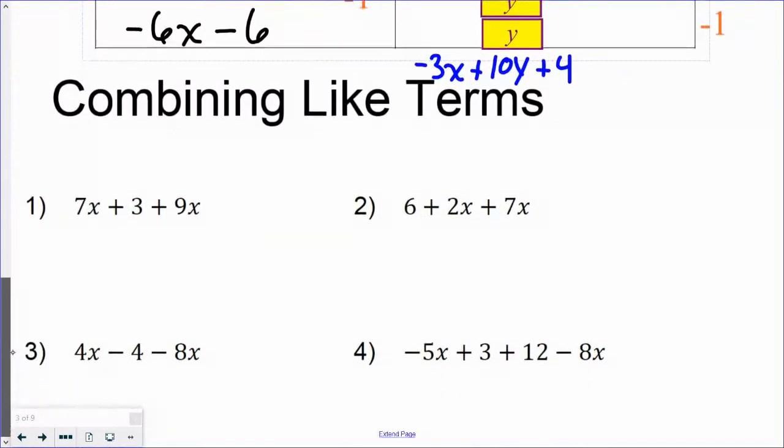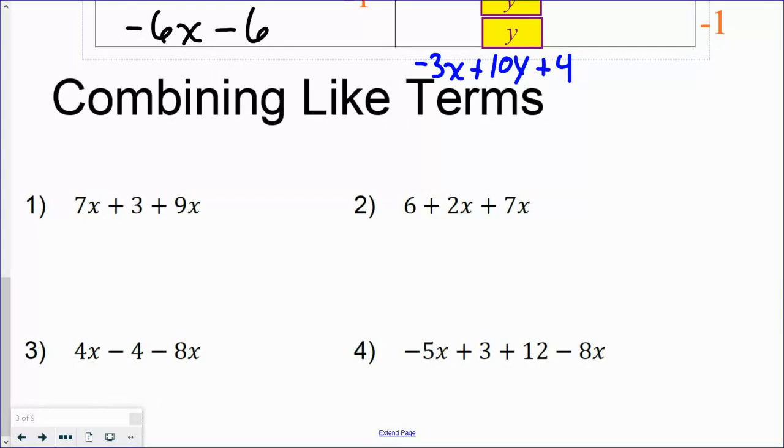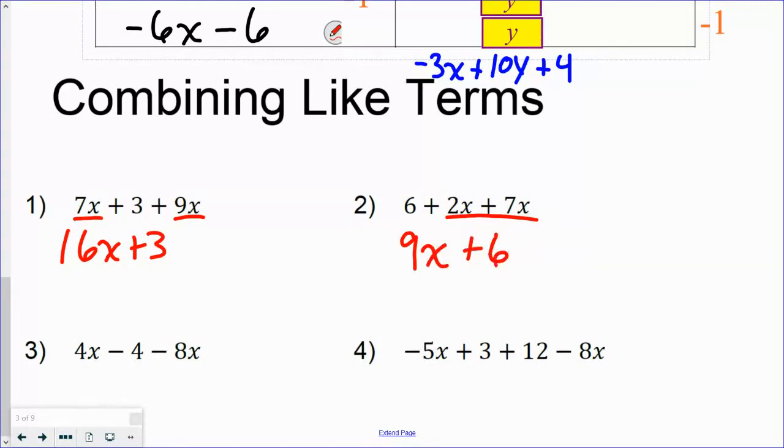All right. So basically, we have these 4 here. We're just going to take them and put them together. These are my like terms. That makes a 16x plus 3. You can do these on your own. Pause this video and then come back and check your work. Okay? All right, 2 apples and then 7 apples. I got 9 apples.